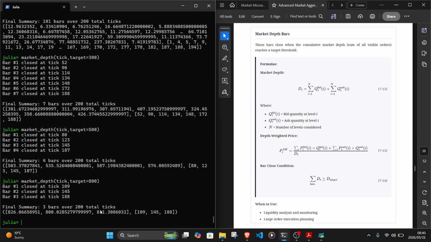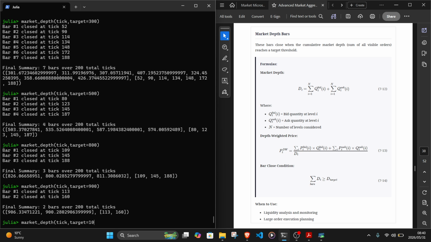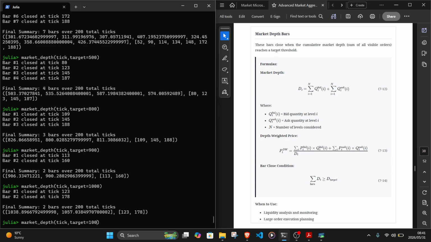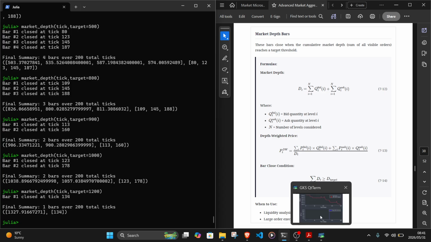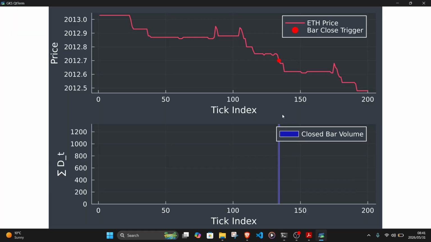Now, I'm going to keep pushing this until I get 1. I think 2 bars, come on. The magic number has got to be 1,000. This dice isn't giving me what I want. Okay, let's look. Okay, 1,200 is the magic number. And the final summary says we have 1 bar over 200 total ticks, and that bar closed at the 130th index. Let's go look at that. And here it is. We have 1 long bar with a market depth that surpasses 1.2 or is equal to 1.2. But in this case, it clearly passes, right?